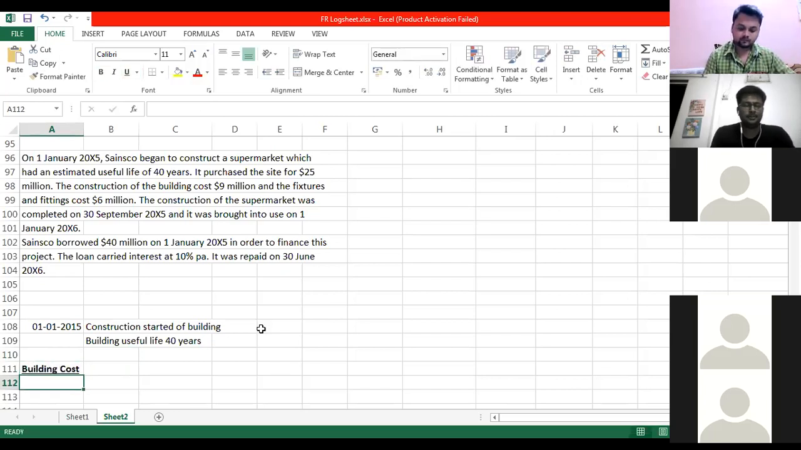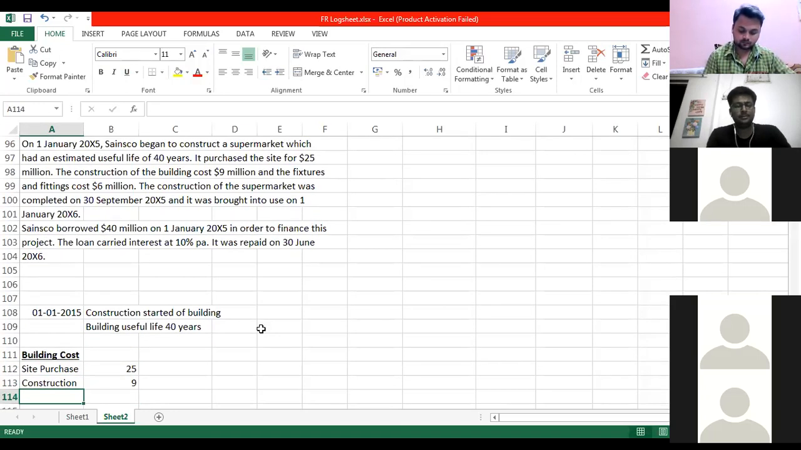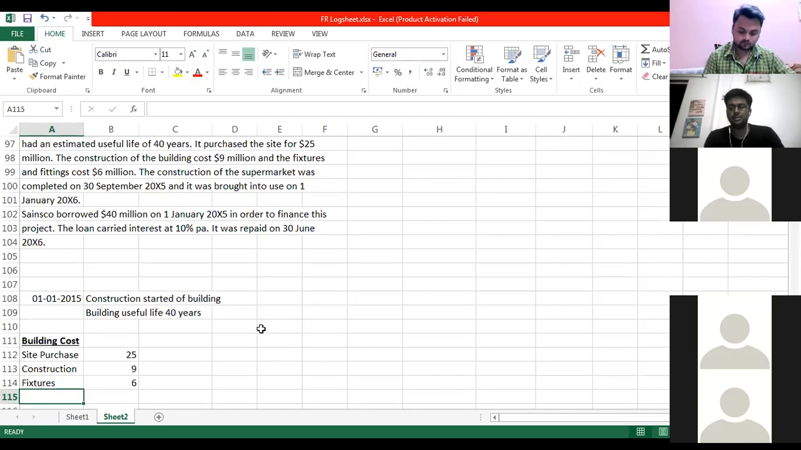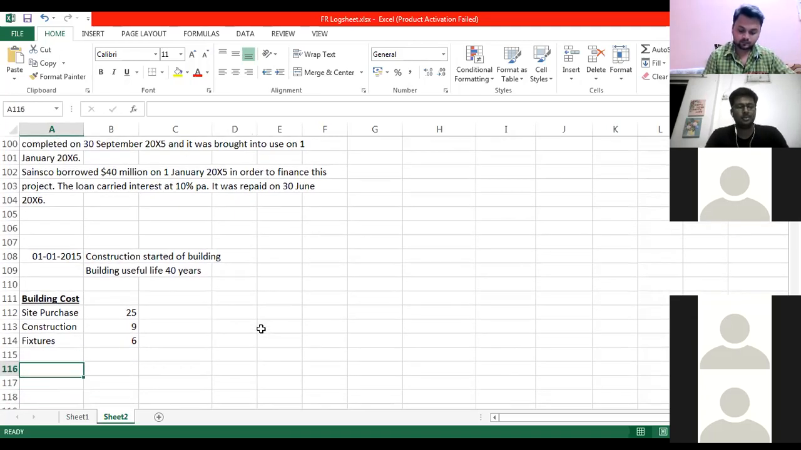First of all is site purchase, 25 million. Construction cost 9 million. Furniture and fixtures 6 million. This is the cost. This is already incurred. Now for this, this construction was completed on September 2015.